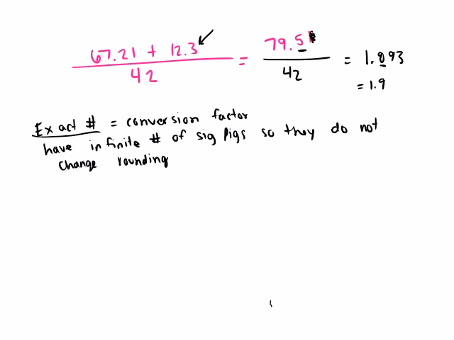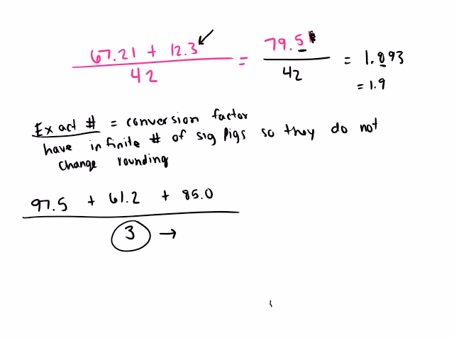So let's say I'm going to take an average of test grades. So let's say you had a 97.5, and then you didn't do so hot on the next one, you got a 61.2, and then on your last test you got an 85. Okay, when I average those, I would divide by 3. This 3 would be considered an exact number. So my answer, my average test scores, isn't going to only have 1 sig fig. I would go off of the sig figs that I put in.